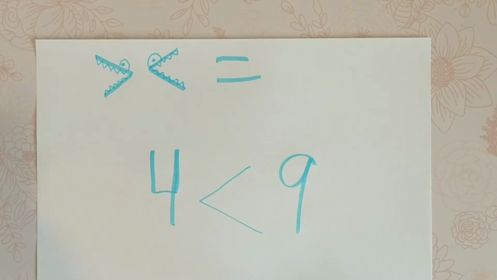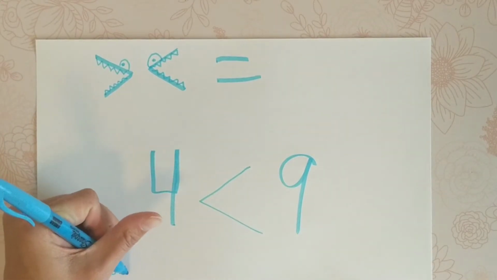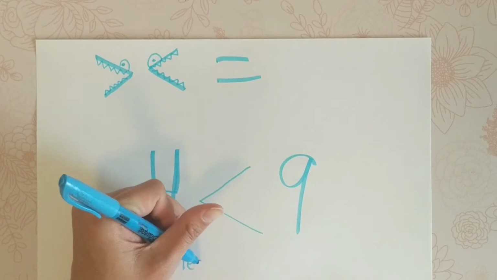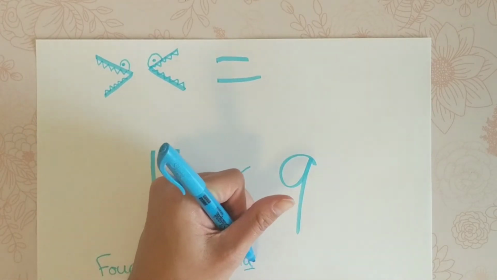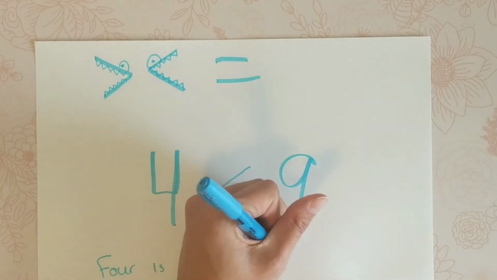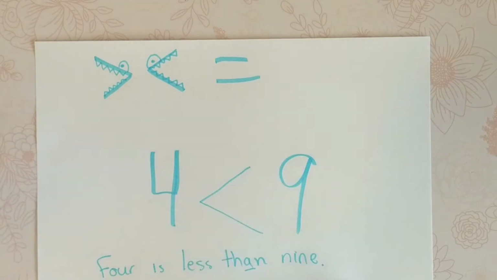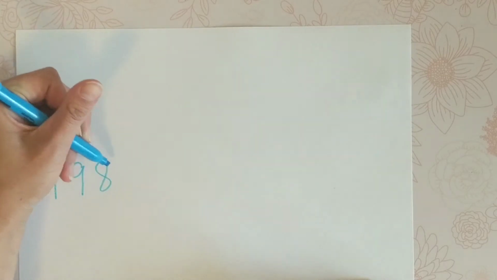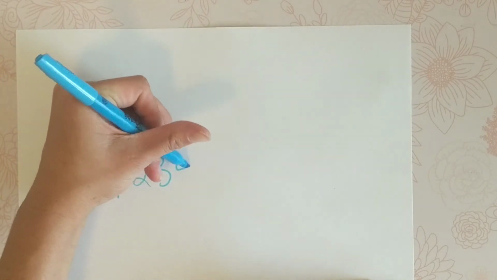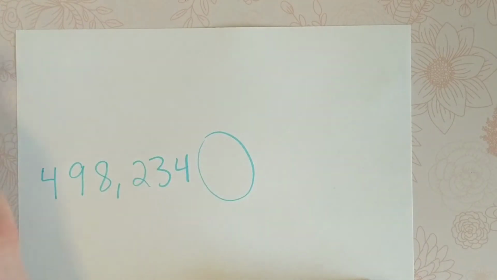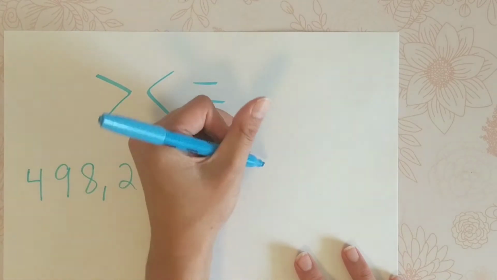Alligator eats the bigger number, and then I would say 4 is less than, with an A, we use an A when we're comparing, less than 9. So that's why it's called the less than symbol, but I always think of it as an alligator. So let's compare some really big numbers. So maybe you'll get a question like this, and there will be some big numbers and then a circle in the middle, and you have to put one of those symbols in there.